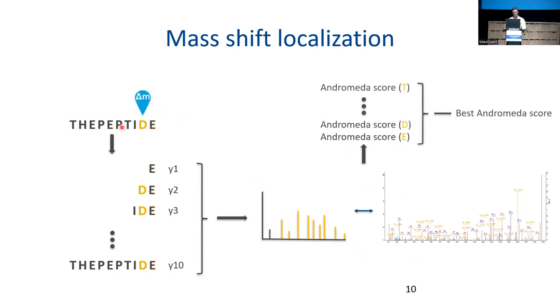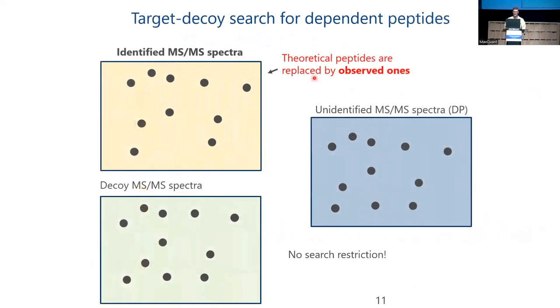We then move on to the second to last amino acid, place a PTM on this amino acid, and then we get a spectrum where all of the Y ions are shifted except the first one. And then we map this spectrum to the observed one and get an Andromeda score for this amino acid. We do so for all of the amino acids in the sequence, and we select the best Andromeda score out of those. And like so, we get an Andromeda score for a single comparison of identified and unidentified spectra.